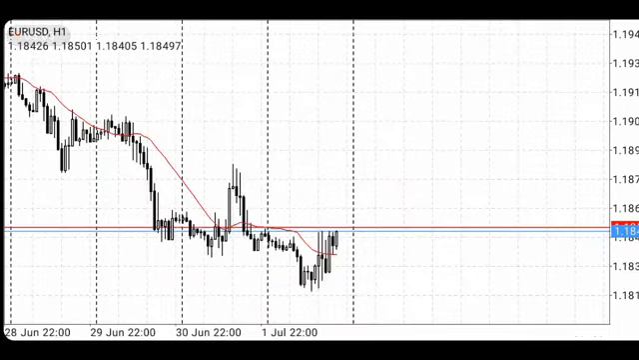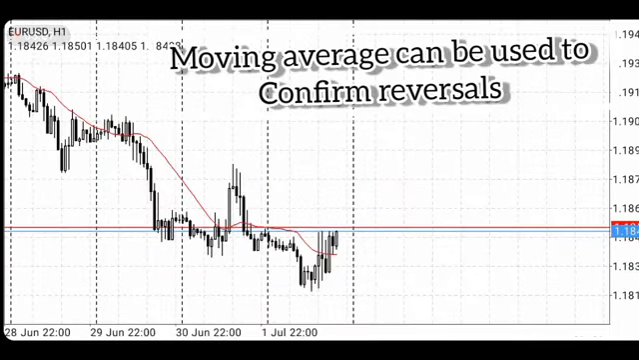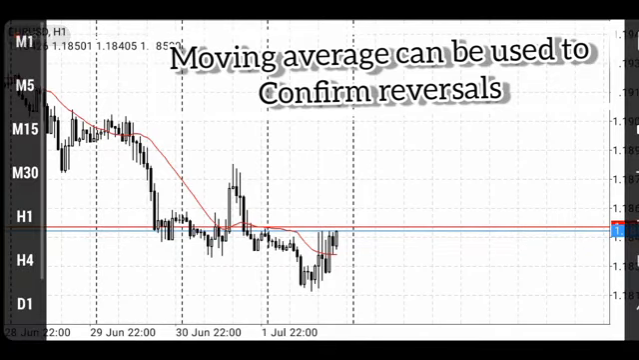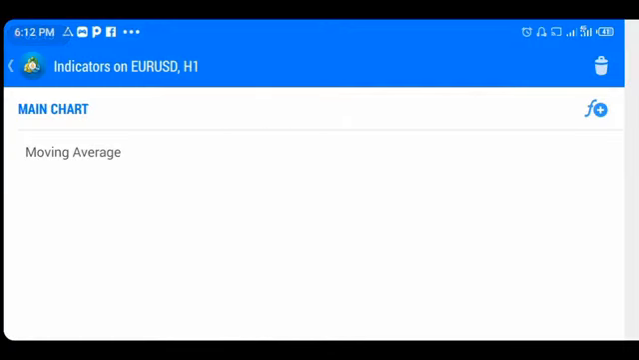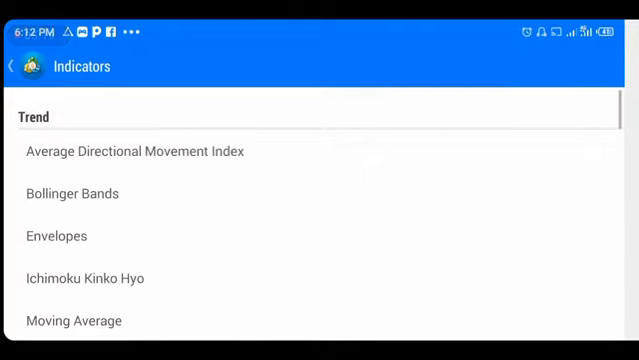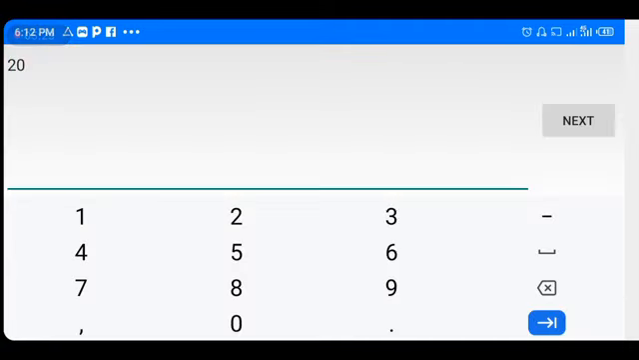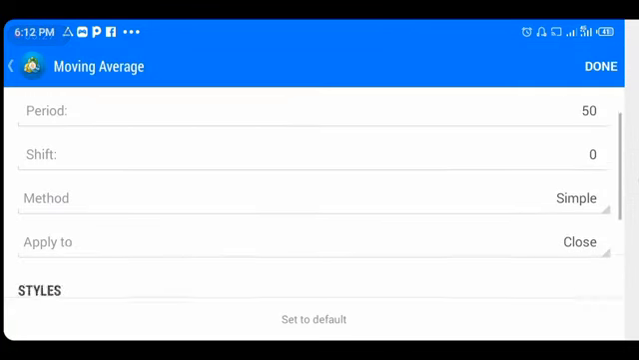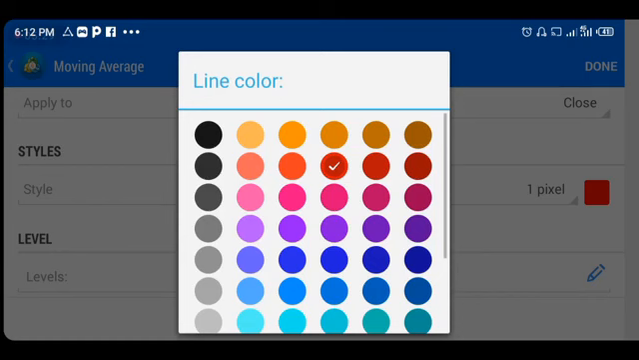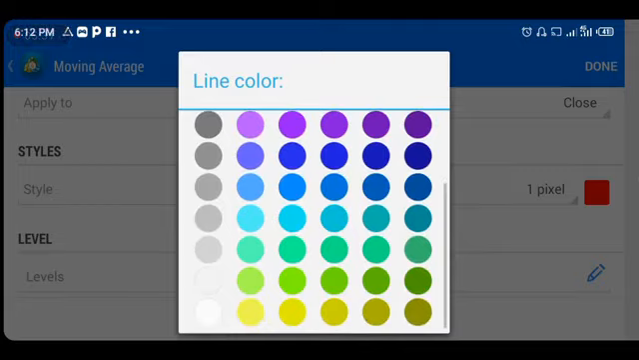Another way you can use moving average is to determine a new trend. But for this one you need 2 moving averages on your screen. So we're going to add a second moving average. This time around we're going to use the 50 moving average. Next, we're going to change the color. It won't be red, so we won't be confused. We're going to make it blue. Okay, that is blue, so we're done.